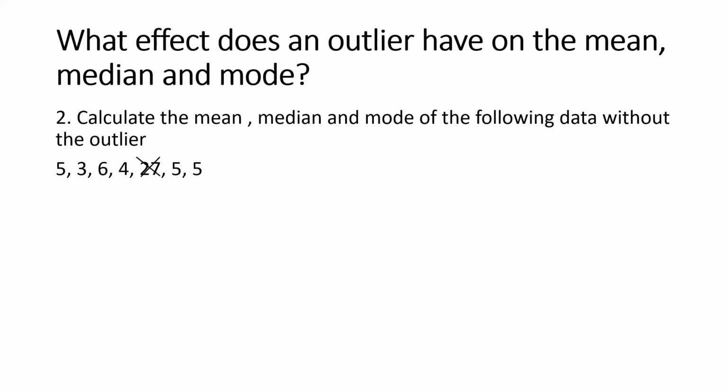Okay, now let's calculate the mean, median, and mode of the same data set, but without the outlier. So we'll cross out 27 and we won't use it. Pause the video now and practice calculating these statistics.